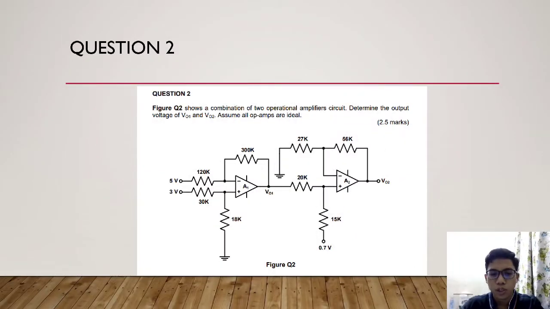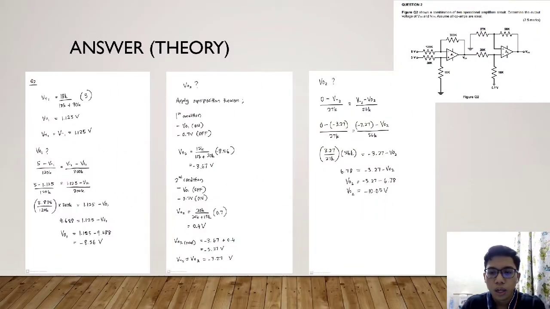Alright, this is question 2. Figure Q2 shows a combination of 2 operational amplifier circuits. Determine the output voltages VO1 and VO2. Assume all op-amps are ideal. So, in my answer, in order to find VO1, we have to find the values of V minus and V plus first.